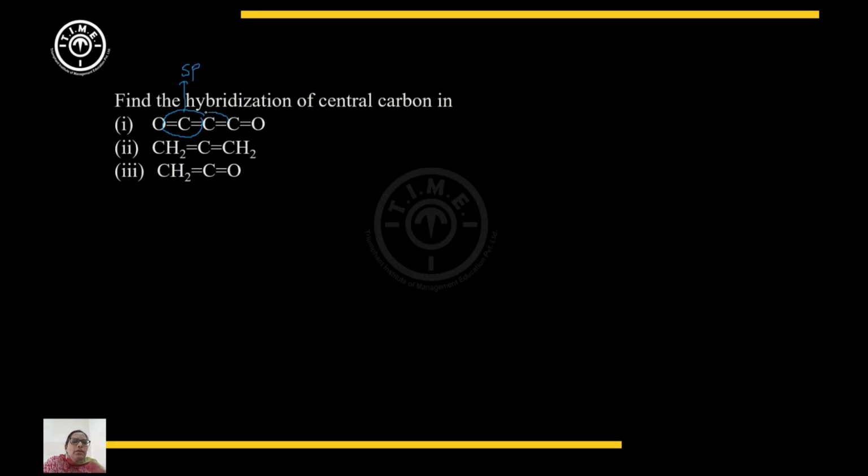Similarly, this carbon is also having the 2 double bonds around it. So sp. This carbon is also having the double bonds. So 2 double bonds, it is also sp. If we want to apply the formula, also you can find on the first carbon number of sigma bonds: oxygen double bond C, double bond C, double bond C, double bond oxygen.